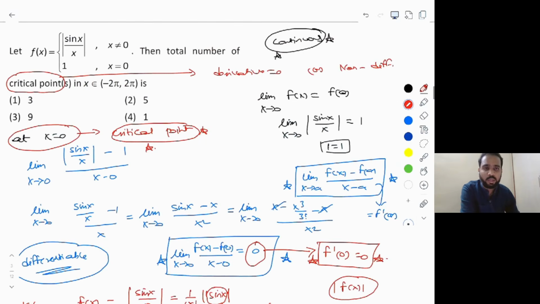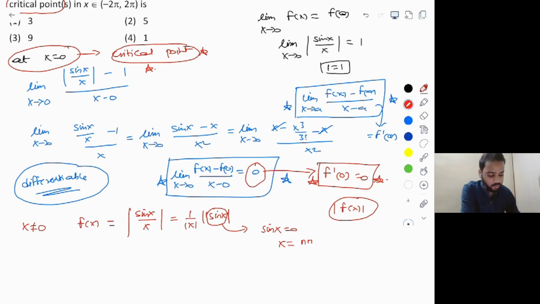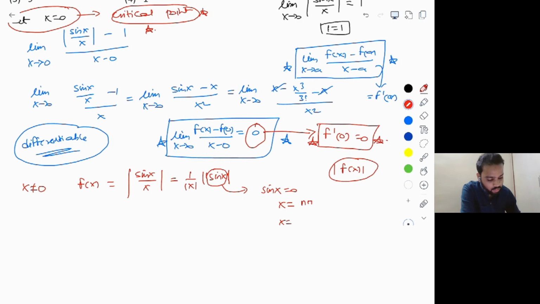But what is the interval that we are supposed to check? Only minus 2 pi to 2 pi, and that also only in the open interval here. Already we have concluded about 0, so don't worry about that. Which means the other two values will be x equal to plus or minus pi. But x equal to plus or minus pi are going to be definitely non-differentiable points, because if you observe, even if you put x equal to plus or minus pi in this factor 1 by mod x, it is not equal to 0. Hence, we can say that these are non-differentiable points. So we got two more points here.